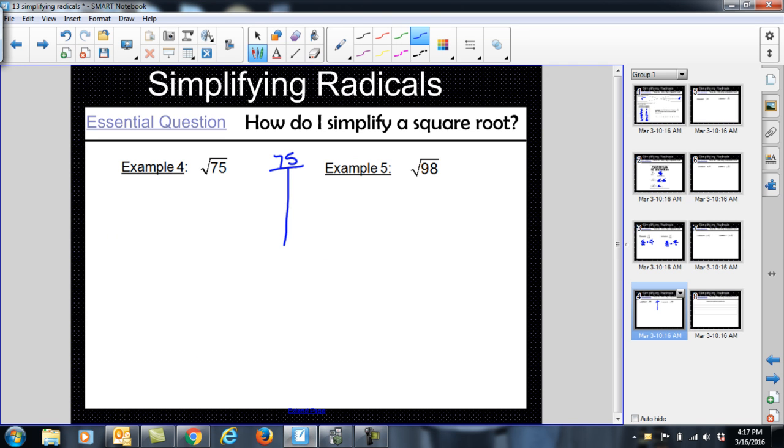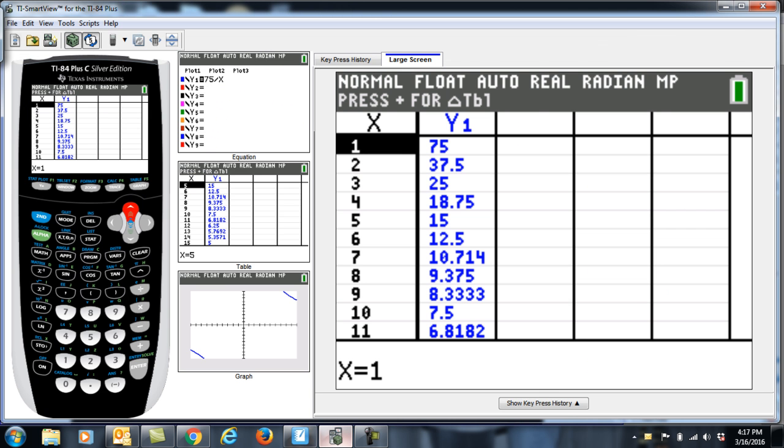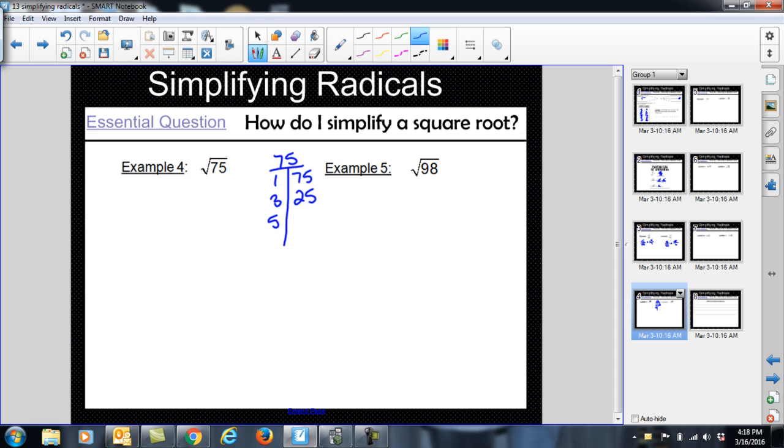And so I have 1 and 75. I have 3 and 25. And I have 5 and 15. Those are it. There are no more whole number factors, because if I keep going, I finally get down to 15 and 5, but that's just a repeat of this.